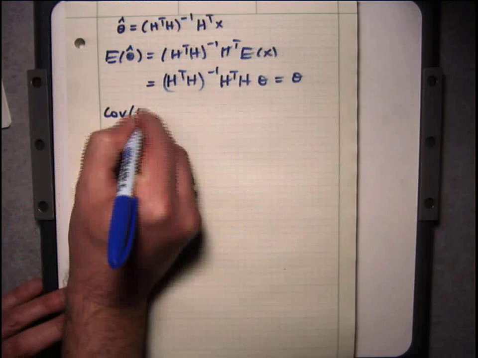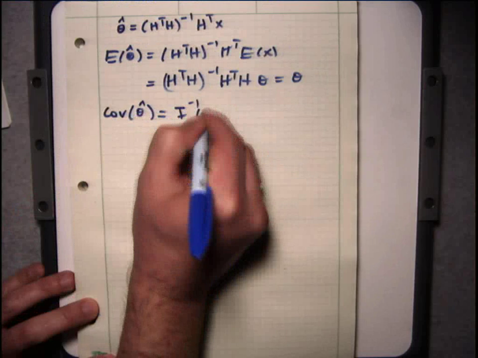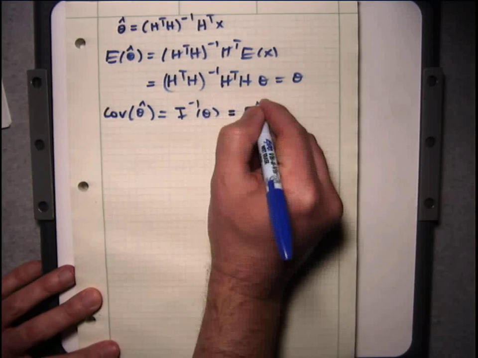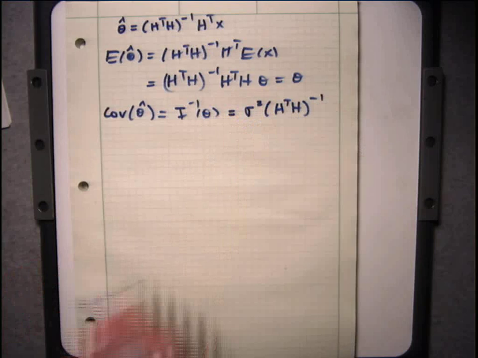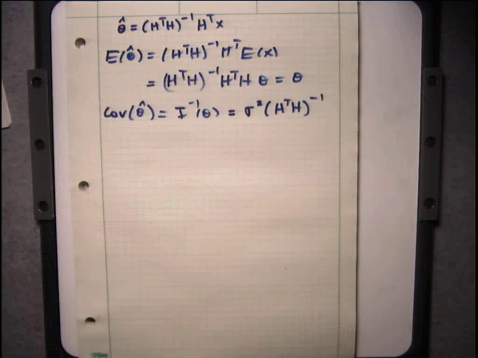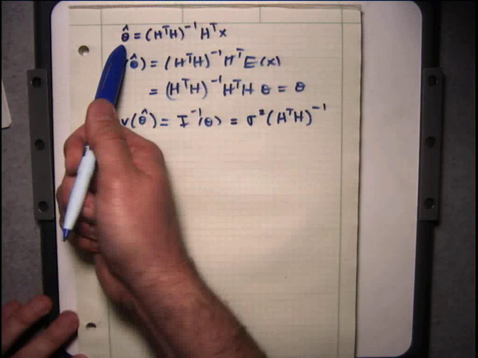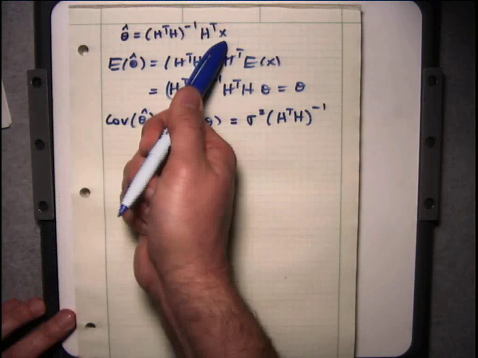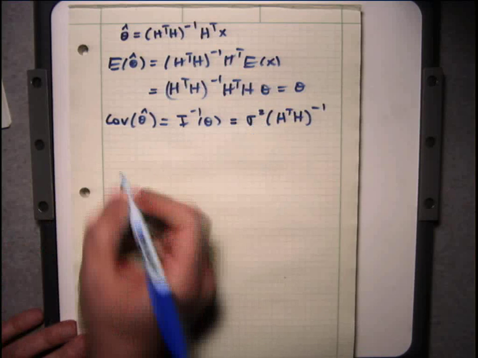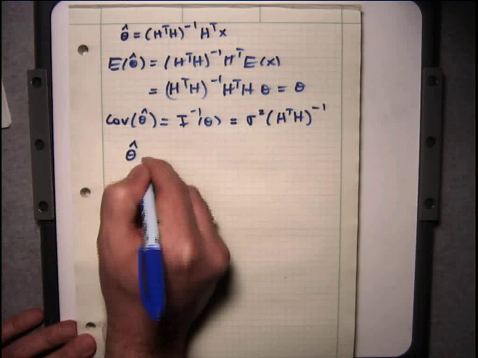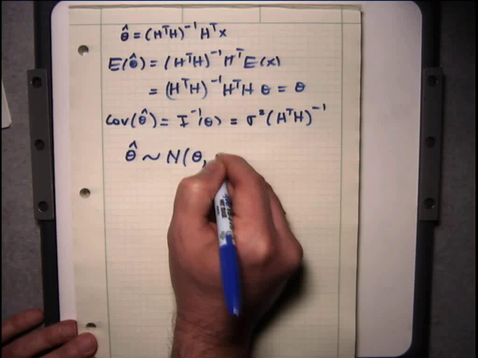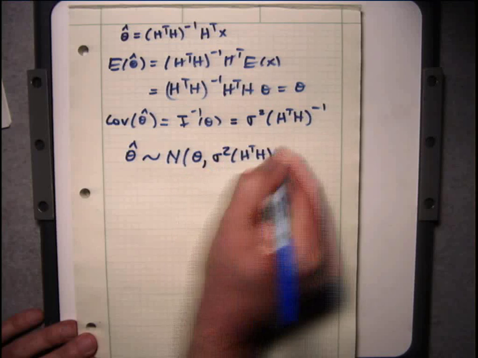And then the covariance of theta hat. This is the inverse of the Fisher information matrix, because it's a minimum variance unbiased estimator. So this is going to be sigma squared times h transpose h inverse. If you remember this I of theta, it's just this guy. All right, so what does that mean? Theta hat is a linear function of the data. The data was Gaussian, so theta hat is also a Gaussian random variable. Therefore, with this mean and this covariance, theta hat is in fact a Gaussian random variable with the correct mean, the actual value of the parameter, and covariance sigma squared h transpose h inverse.